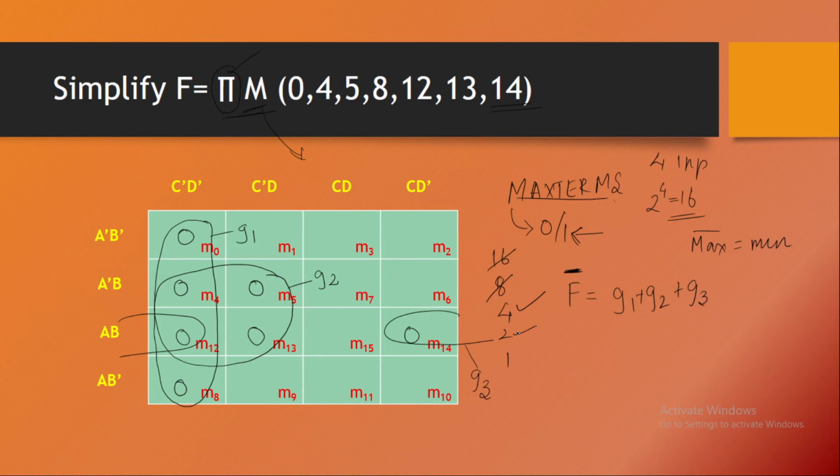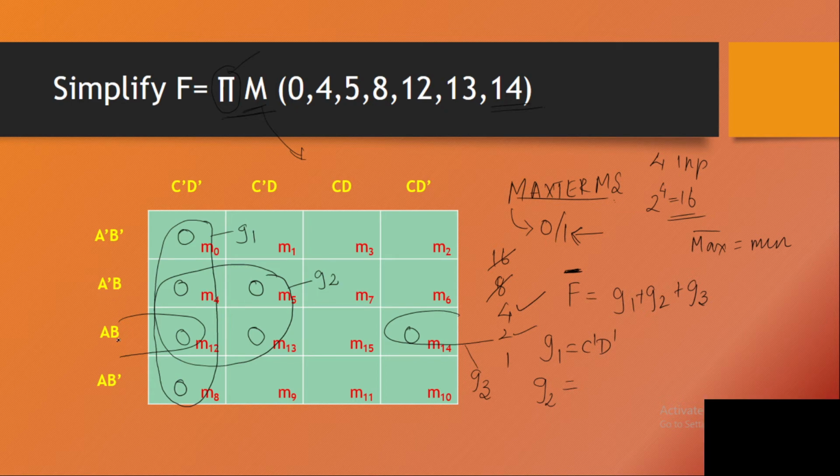Okay. So G1, let me find out what is G1. G1 is all these 4 rows, which combinedly will give me value 1 into C dash D dash, which is nothing else but C complement D complement. Now going for G2, G2 is a combination of M4, M5, M12 and M13. So it is A dash B plus AB, which gives me B, into the column part, C complement D complement plus C complement D, which gives me C complement. So that is C dash.